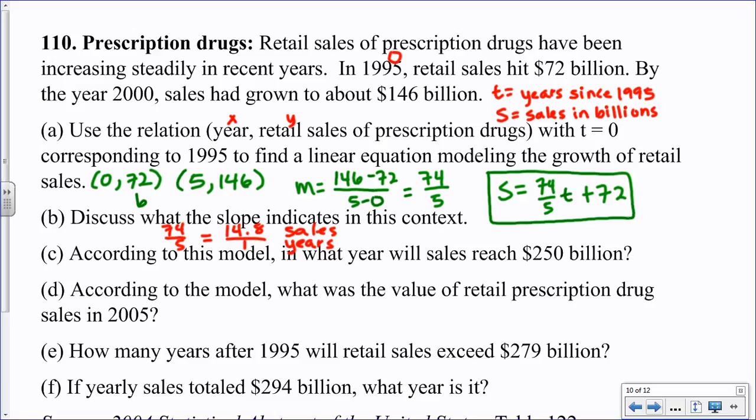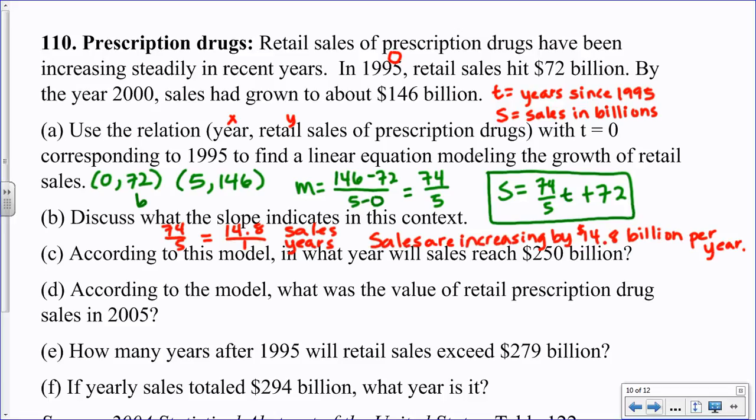So do we see how we got that? You know how to find slope in 74 over 5, but we don't spend a lot of time talking about what it actually means. It's your change in y over change in x. So the change is 14.8 in y, and 1 for x. So sales are increasing by $14.8 billion per year.